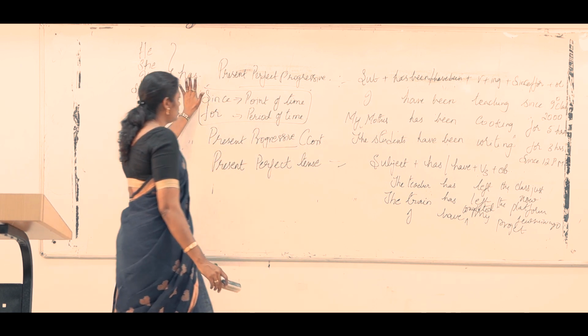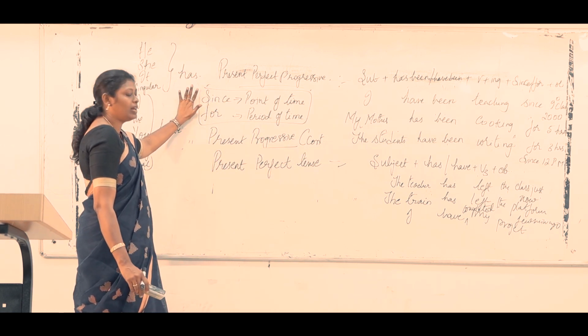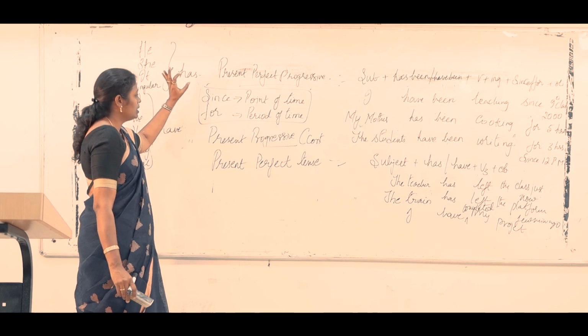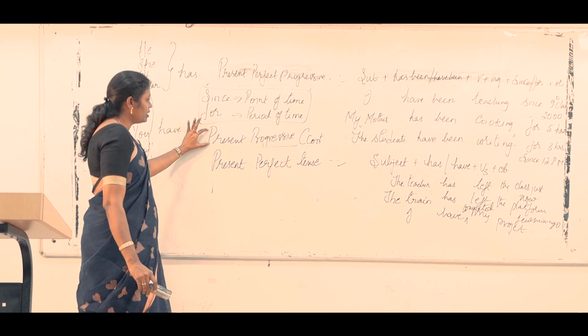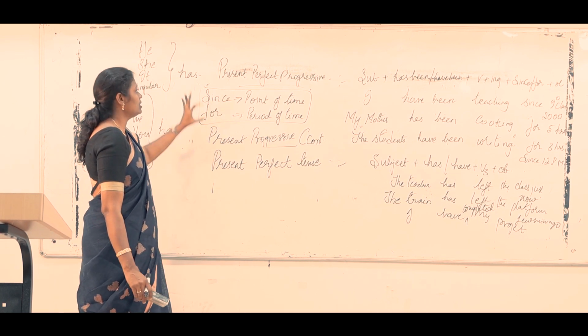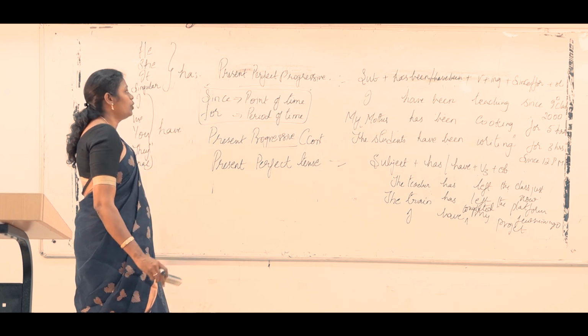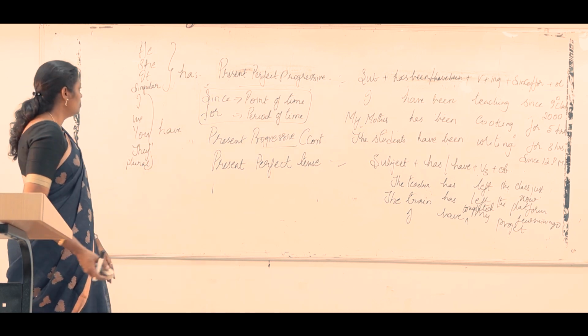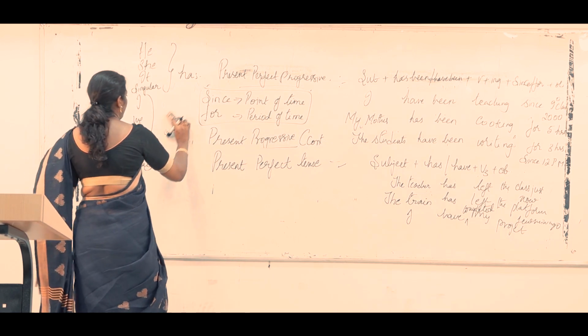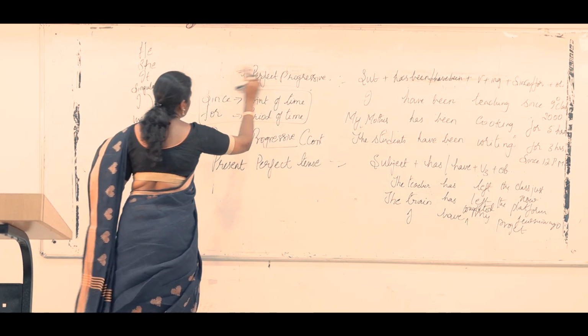I hope you all understood the present tense. Present tense can be classified into 4, as we have seen: simple present, present progressive, present perfect tense, and present perfect progressive tense. This is about present tense. Okay, now let's get back to past tense.